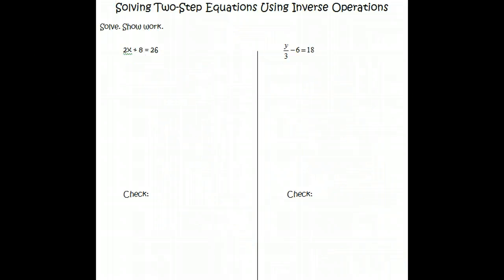So remember, when I'm solving two-step equations, I'm using inverse operations. I'm taking 2 steps. I do the inverse of the adding and subtracting first, multiplying and dividing second, and then always check your solutions.